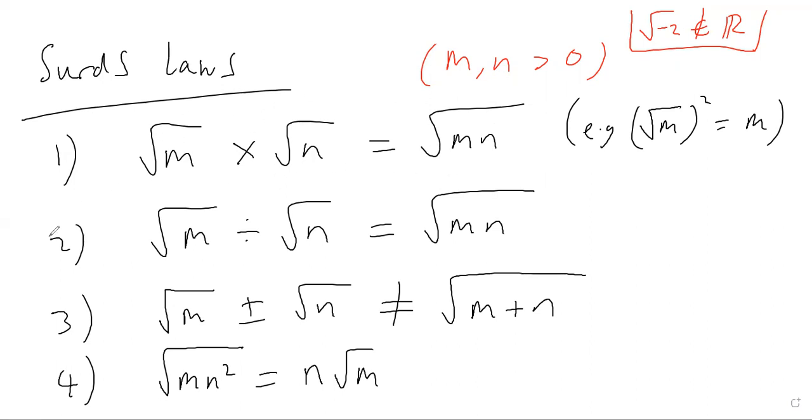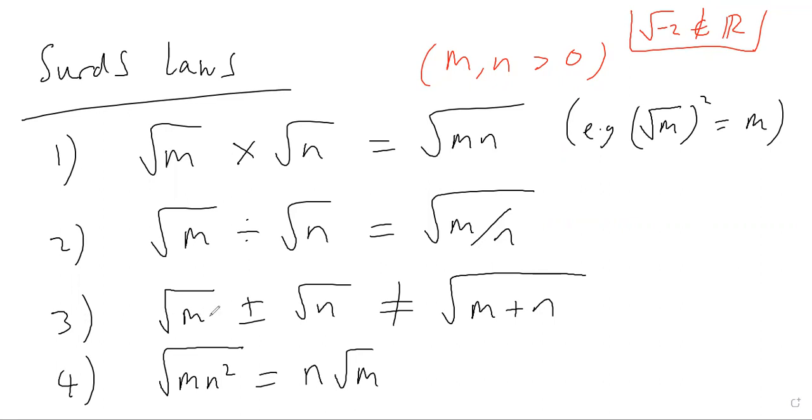So then the second law here, root m divided by root n. Again, I've actually made a mistake here. This should be root m over n. So this is root of m over n, all inside the square root. So the key thing again is you can combine this square root symbol, and you can just take the root of this entire fraction, this m over n fraction there.